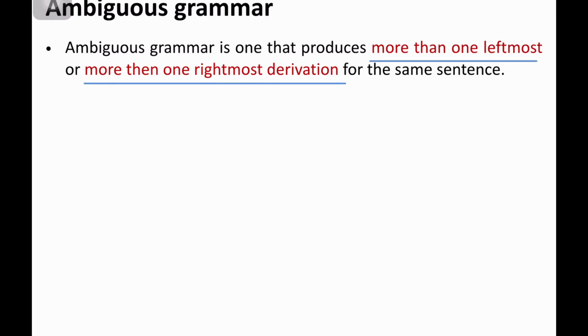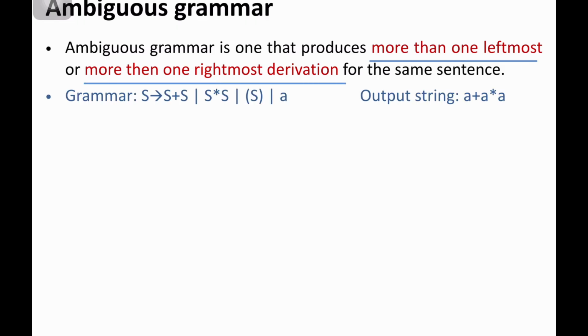I'll take the best example, which I have covered in the previous classes. The best example is S gives S plus S, S star S, or a, where the string you have to derive is a plus a star a. Right, I chose one of the rules to derive the string a plus a star a.